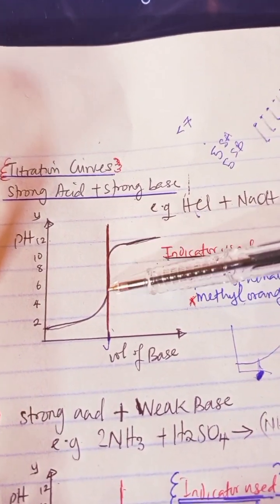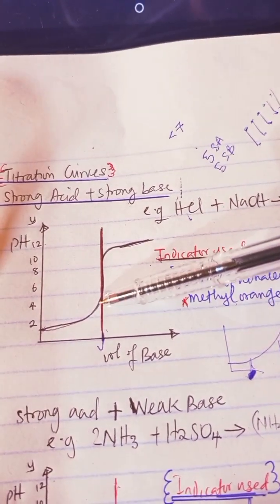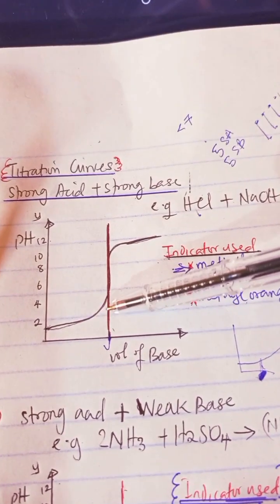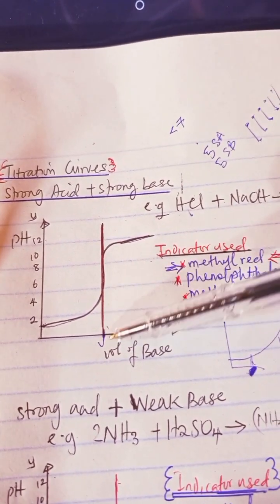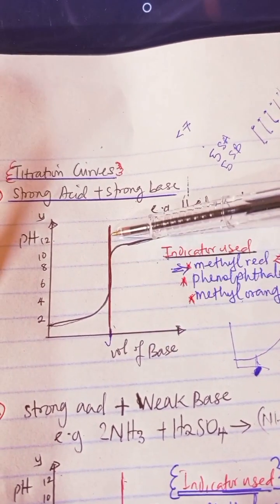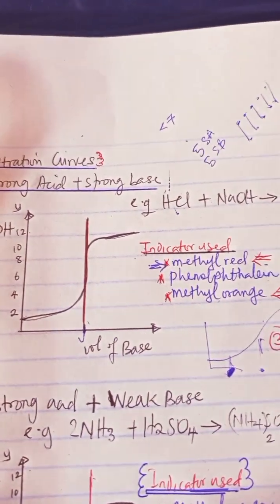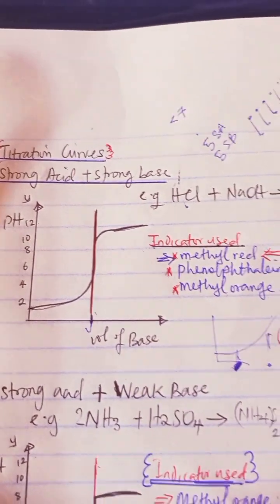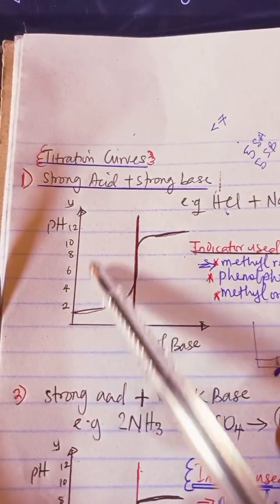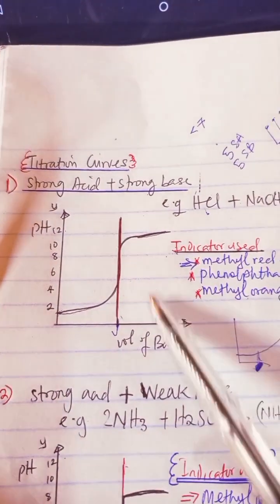There must be a spike for an indicator to work. There must be a spike within a small pH range. If there's no vertical section or vertical spike like this, you cannot use an indicator. I'm going to show you later in other examples. Okay, so what else can they ask here? So just keep this in mind. Look at this graph and study it very well.